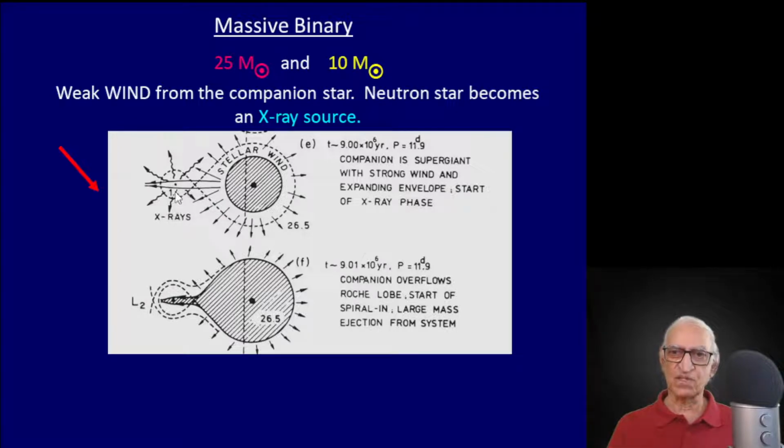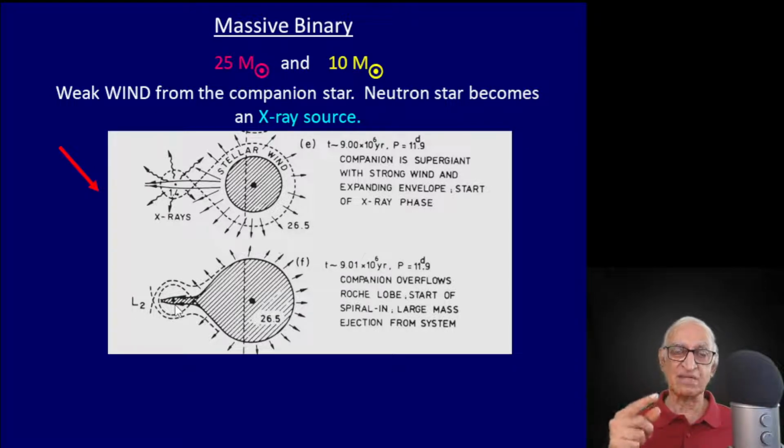So the neutron star will suddenly turn on as a powerful X-ray source. Where is the energy coming from? It is the mass from the companion star, the stellar wind material from the companion star, raining on the neutron star. Now, eventually, the companion star will become a giant, fill the Roche lobe, and transfer matter at a terrific rate onto the neutron star.